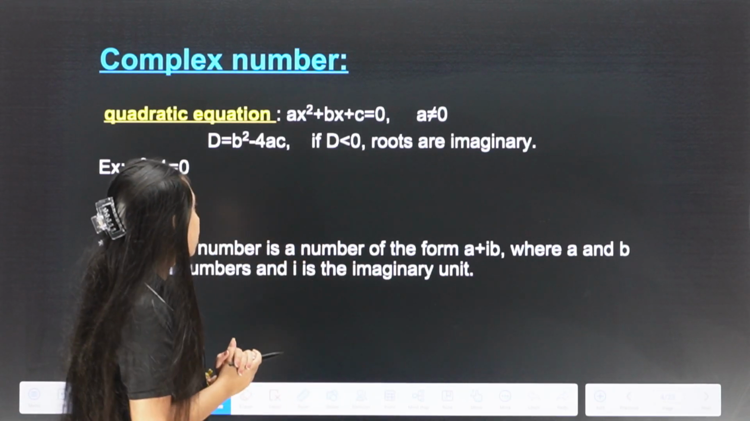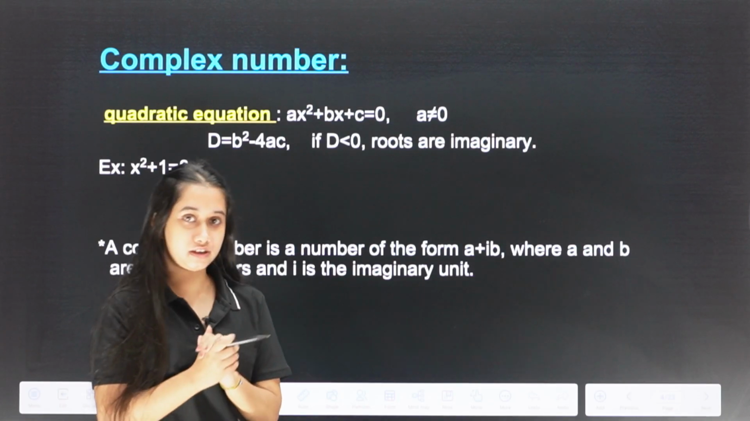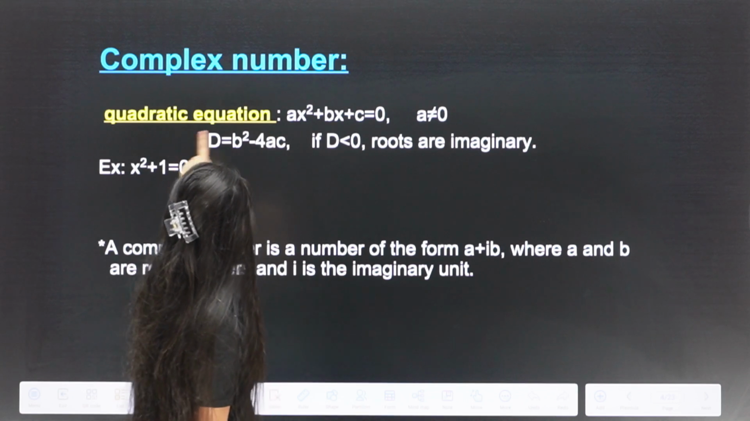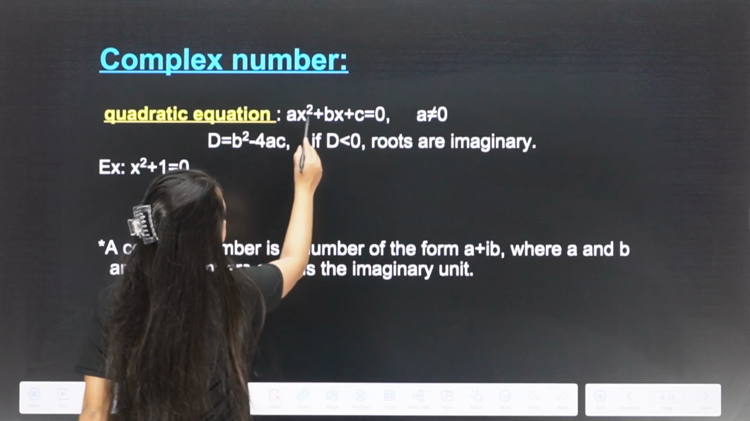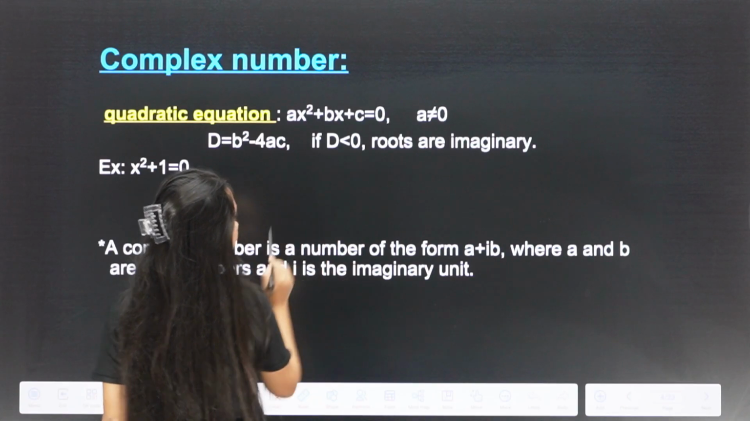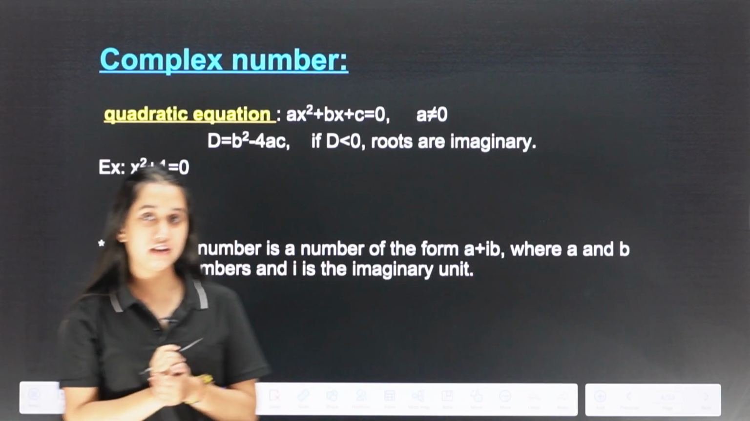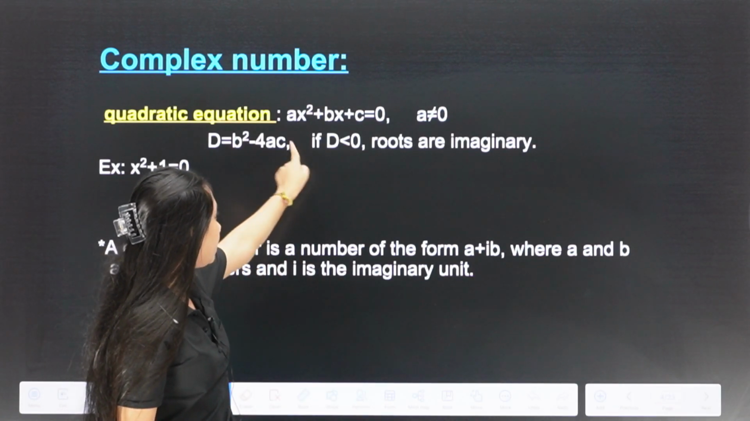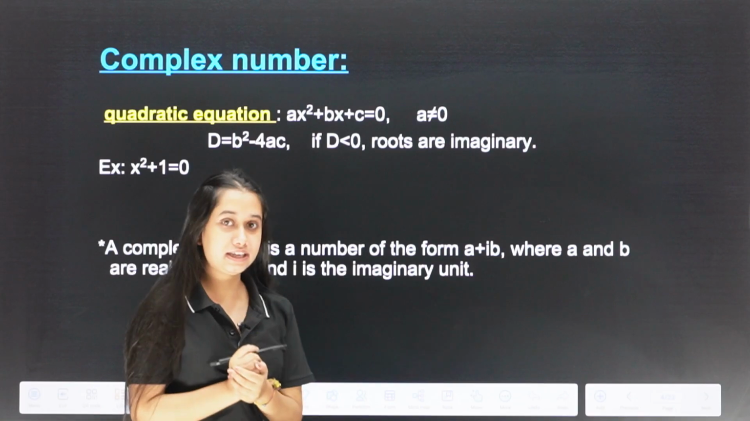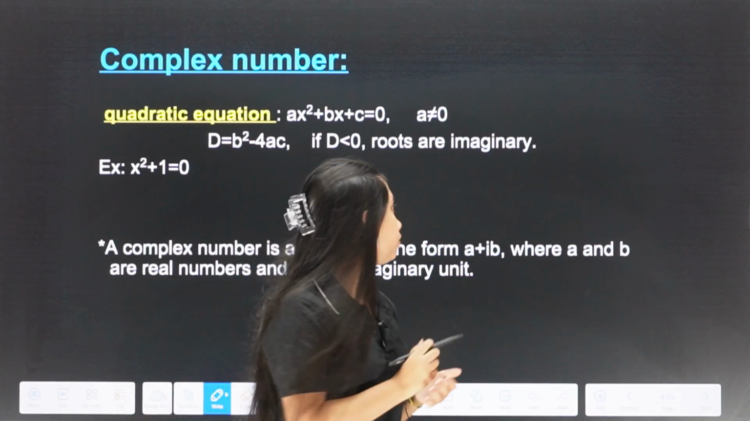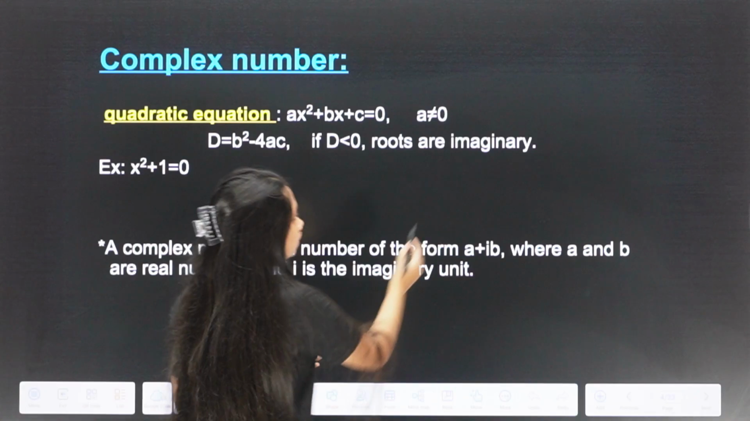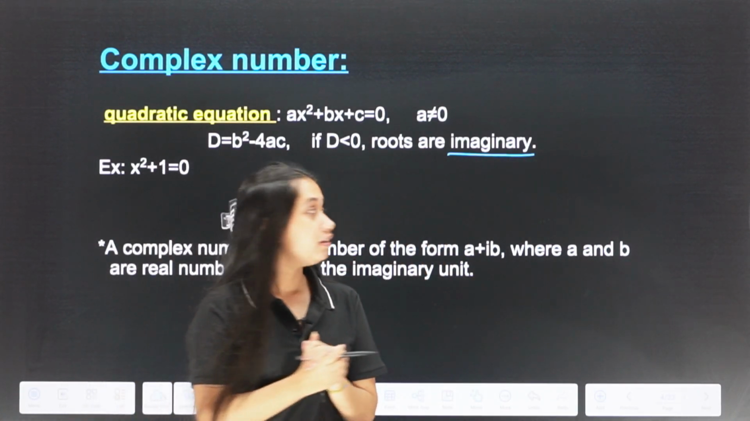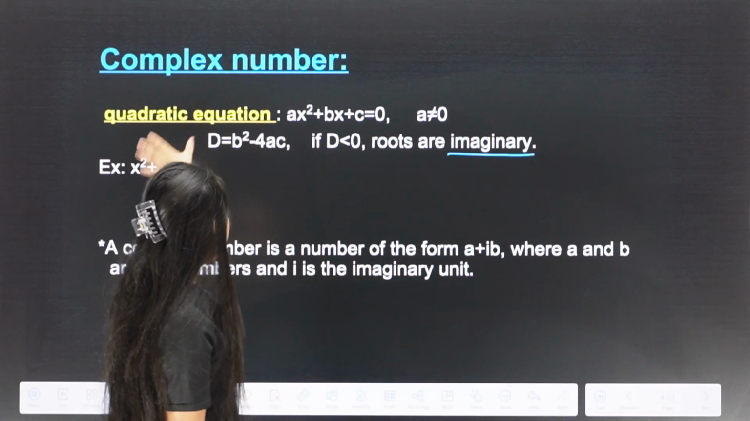In earlier classes we have discussed quadratic equations. A quadratic equation is of the form ax square plus bx plus c equal to 0. From that we can find D, that is D equal to b square minus 4ac, and if D is less than 0, then what will we say? We will say that the roots are imaginary. So for the roots which are imaginary, those numbers will be called complex numbers.